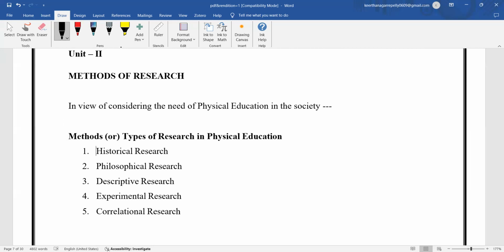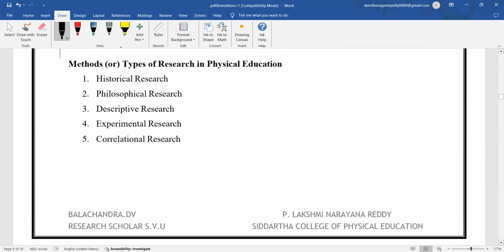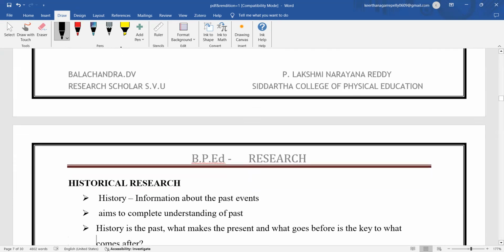According to this, there are five different types of research discussed here. The first one is historical research, the next is philosophical research, the third is descriptive research, the fourth is experimental research, and the last one is correlation research. Now let us see them one by one. Let's see the first one.